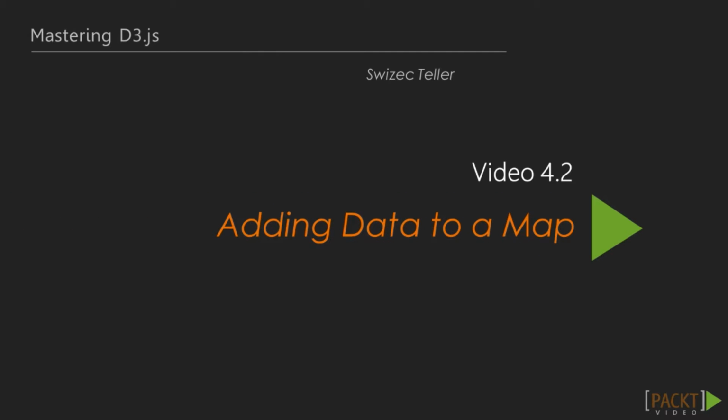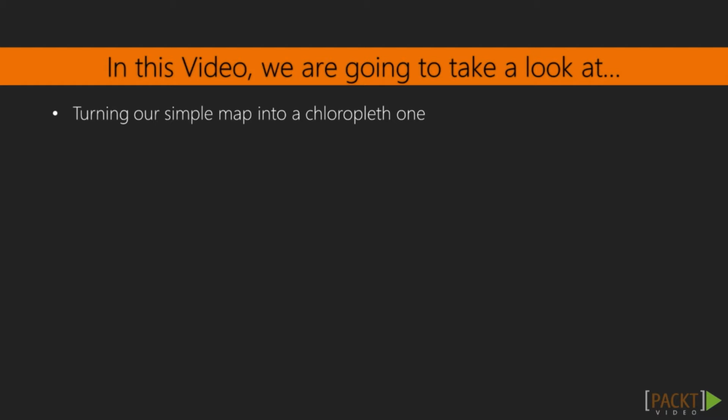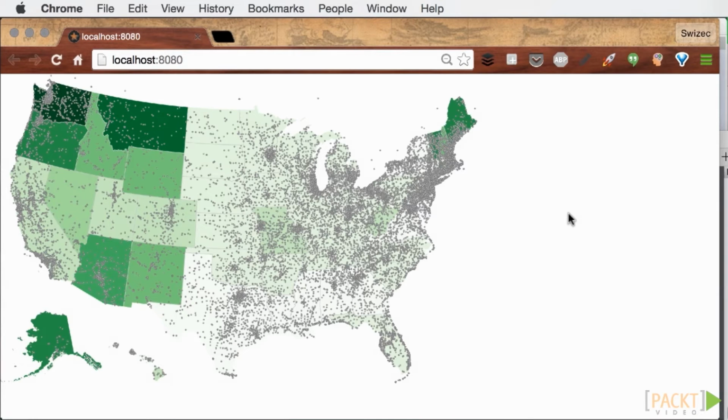Now that we've got a map, let's put it to use. We're going to turn it into a choropleth map using data from UFO sightings in the US over the past 100 years. To do this, we'll visualize them as dots. At the end of this video, we're going to end up with what is essentially a population map of the US. The more people there are, the more sightings we expect in a given location.